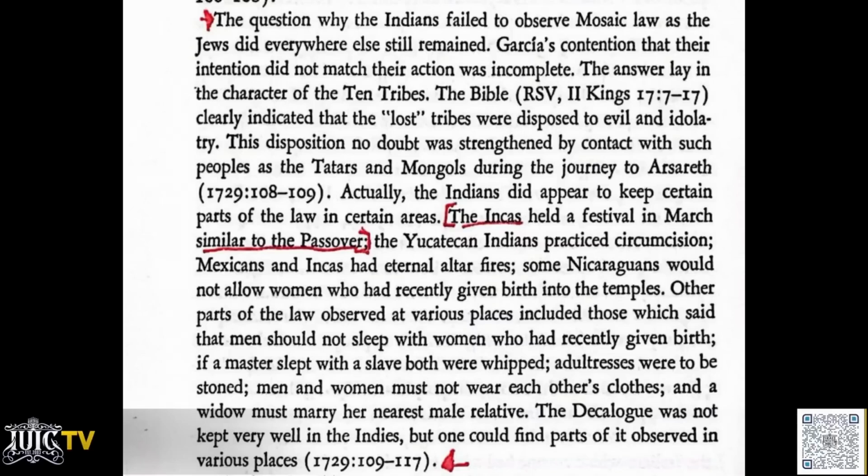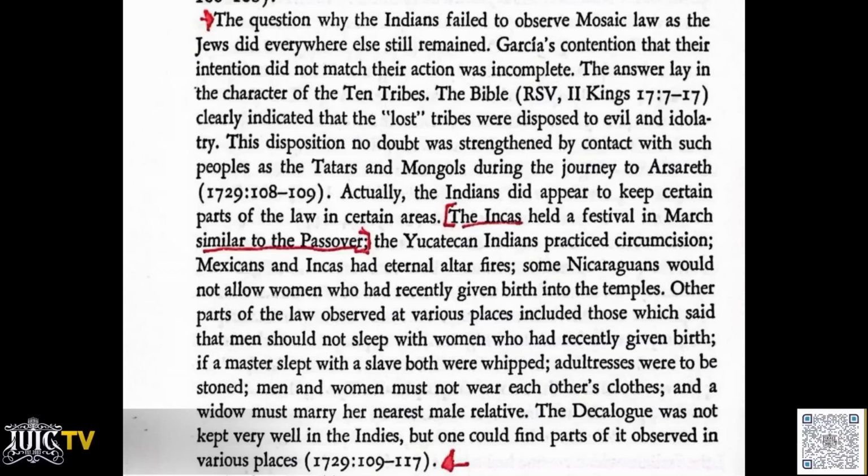The question why the Indians failed to observe Mosaic Law as the Jews did everywhere else still remained. So it's talking about Southern Kingdom, right? Garcia's contention that their intention did not match their action was incomplete. The answer lay in the character of the 10 tribes.